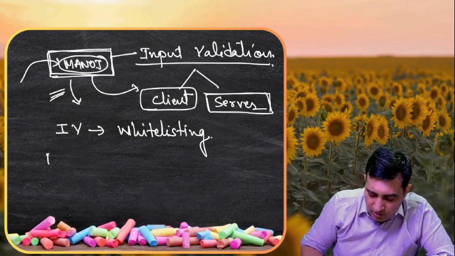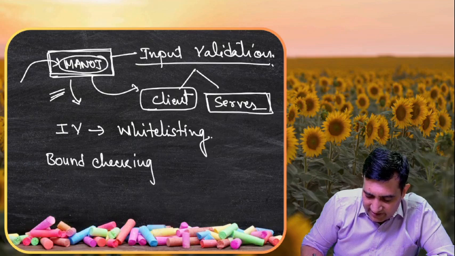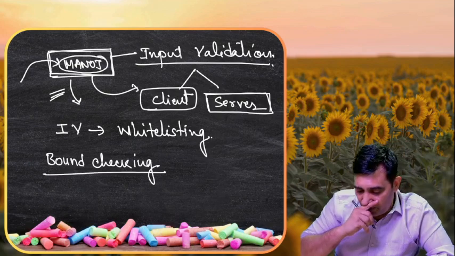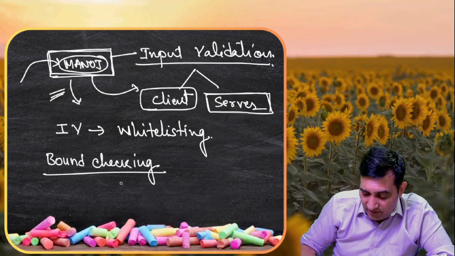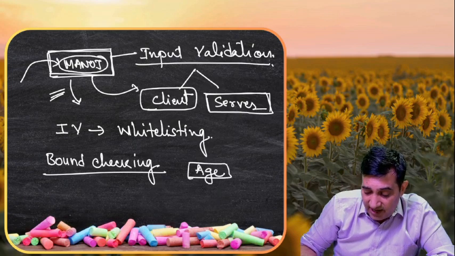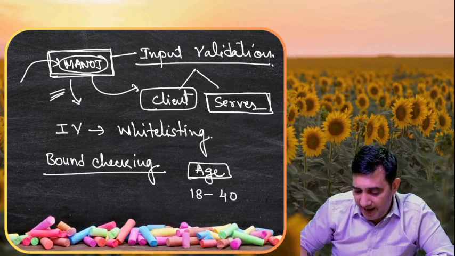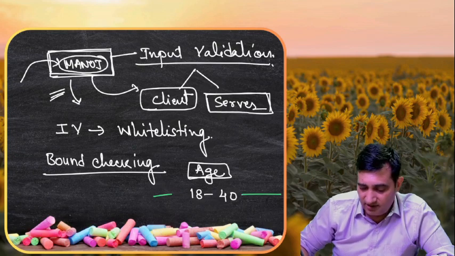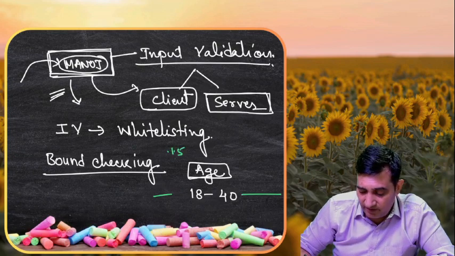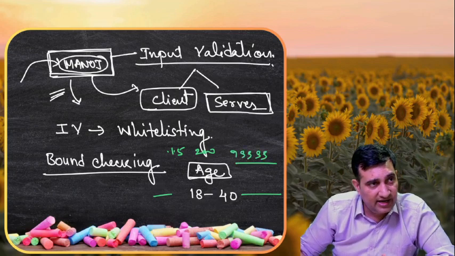We also do bound checking. That means boundary checking. For boundary checking, let's say I have a particular application and there is a field in there which is capturing age, and let's say this age is from 18 years to 40 years. Now as a field, anybody can put any age. People can put 1.5, people can put 200, people can put any age or anything as well, 99999 as well.